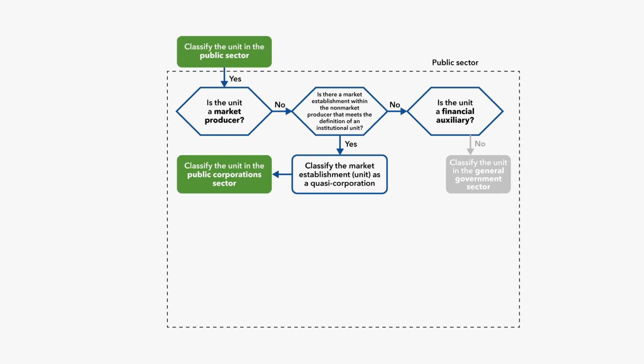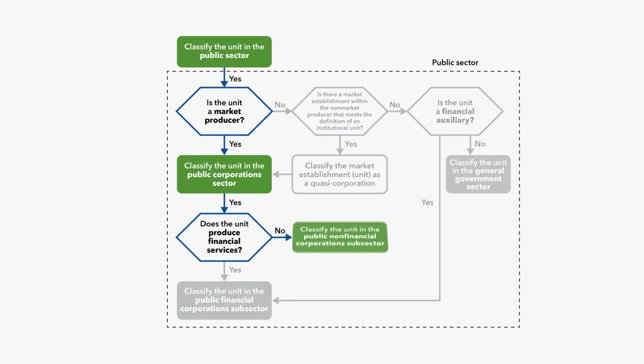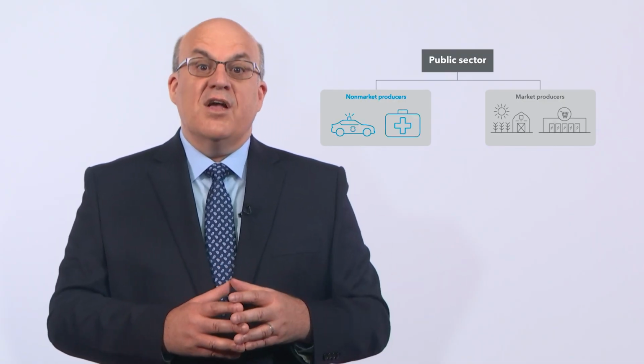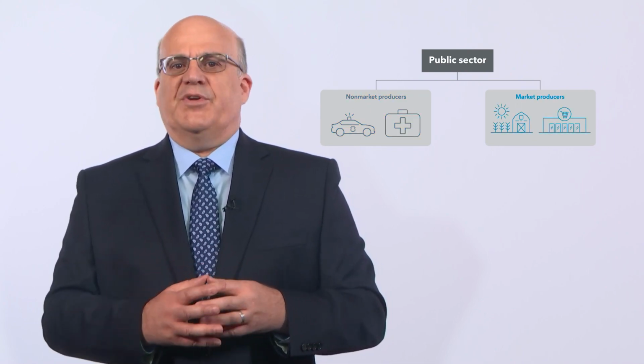If the unit is a market producer, we classify it as part of the public corporations sector. If the unit is providing or producing financial services, we classify it as a public financial corporation. If not, it is a public non-financial corporation. The public sector is divided into the general government sector, the non-market producers, and public corporations, the market producers.